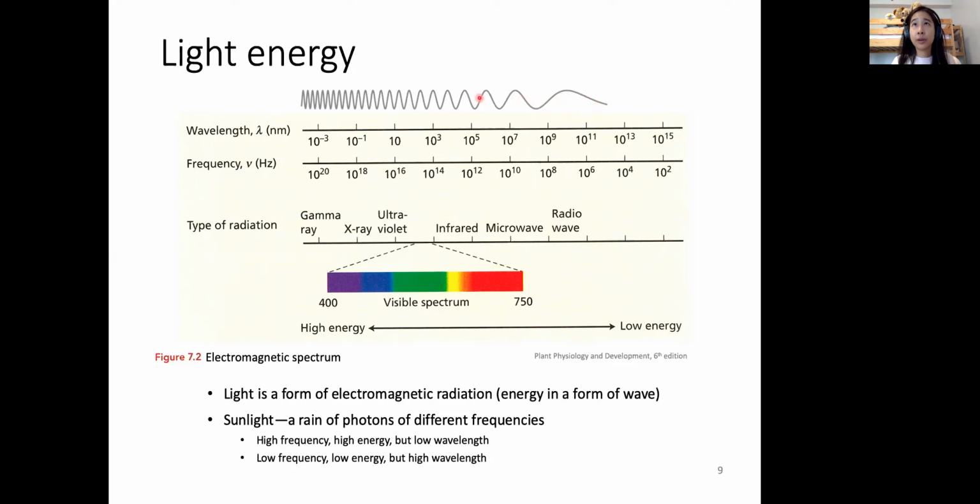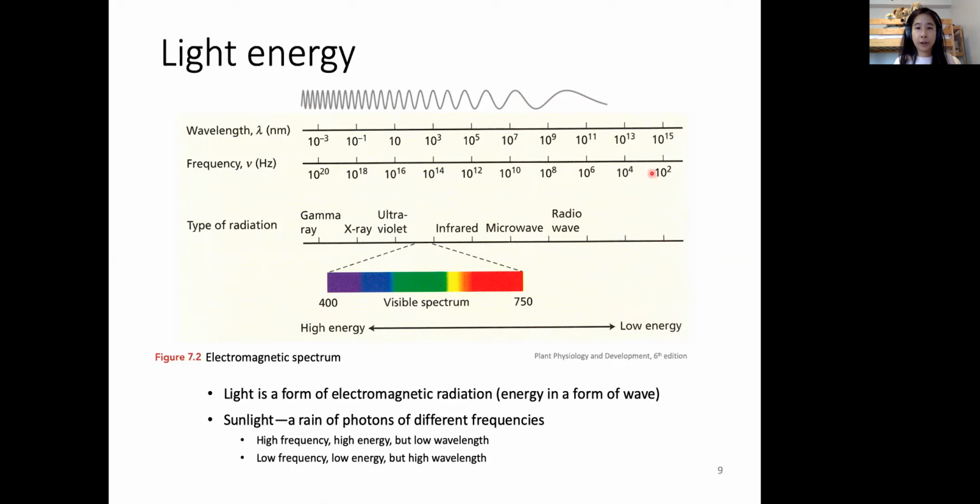At different wavelengths, they have different frequency and also different energy. The longer the wavelength, the lower the frequency and the lower the energy. If you have shorter wavelength, you have higher frequency and higher energy.